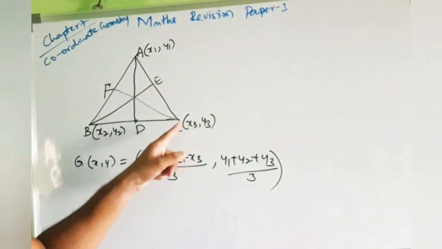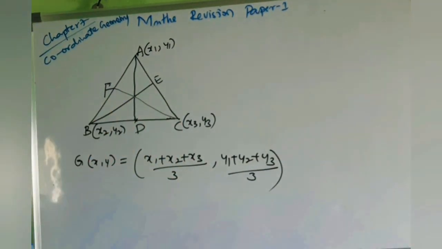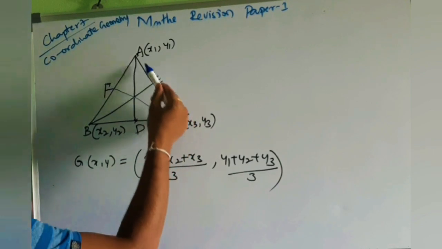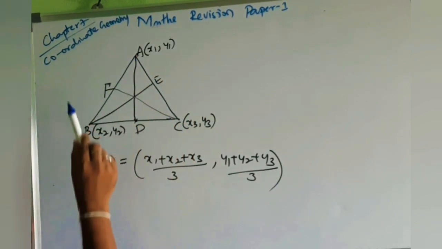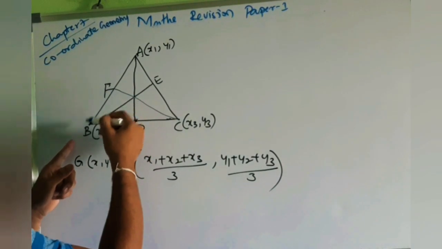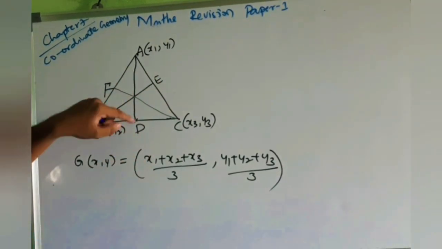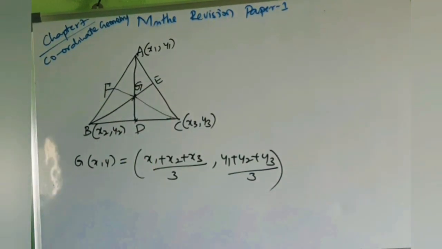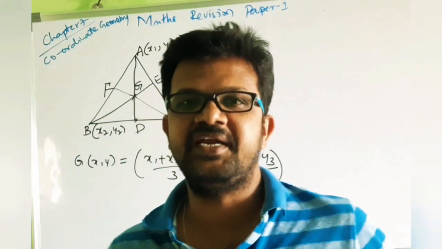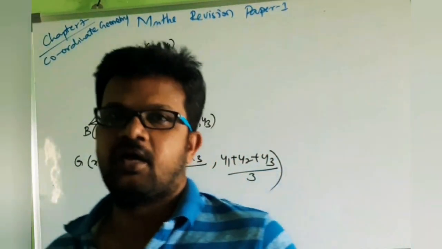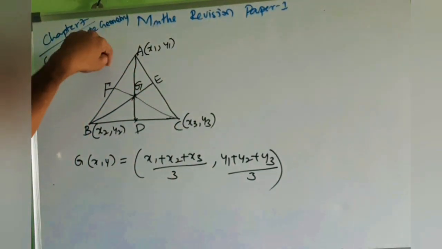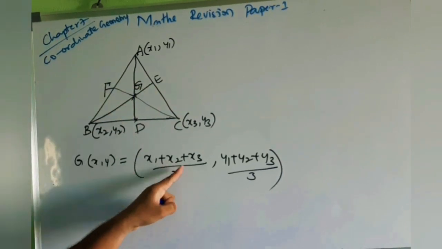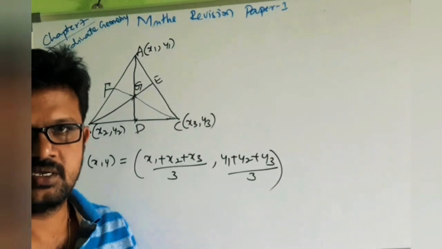A line segment drawn from vertex to the midpoint of the opposite side, that is called a median, right? D is the midpoint of BC, E is the midpoint of AC, F is the midpoint of AB. So here all the three medians intersect at one point, that point of intersection is called centroid. Point of intersection of three medians in a triangle is called centroid. How to find the centroid? If they give the coordinates of vertices x1 y1, x2 y2 and x3 y3, that is x1 plus x2 plus x3 by 3 comma y1 plus y2 plus y3 by 3.